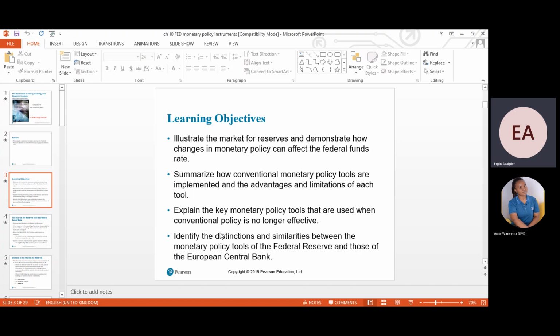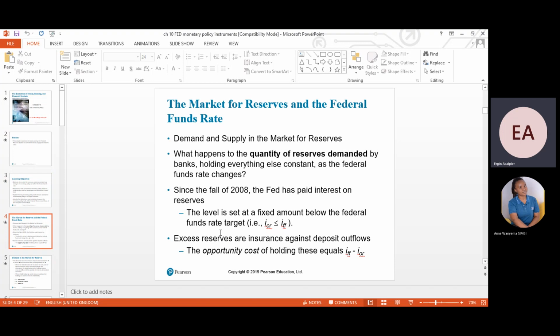Then we will identify the distinctions and similarities between the monetary policy tools of the central bank, and show the shifts in the market when supply and demand or the interest rate goes up and down, and how it affects the market structure. The demand and supply in the market for reserves is also important. As the interest rate goes up, the amount of money which is saved and which is demanded, so-called borrowed, is affected.